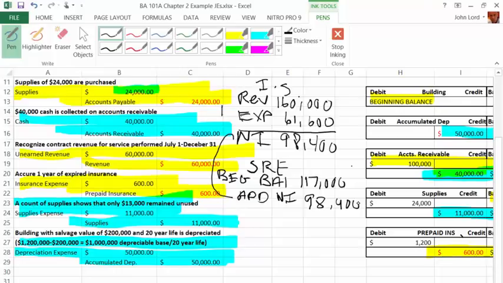So if we had 117,090, and we add 98,400 of our net income, what's the total? 215,400. Good. Ending balance. Say it again. 215,400, you say? All right, nice. Okay, there's my ending balance of my retained earnings, right?